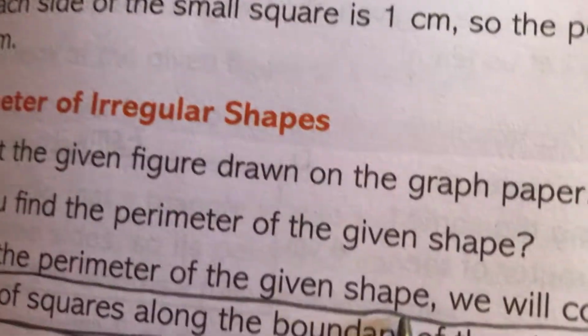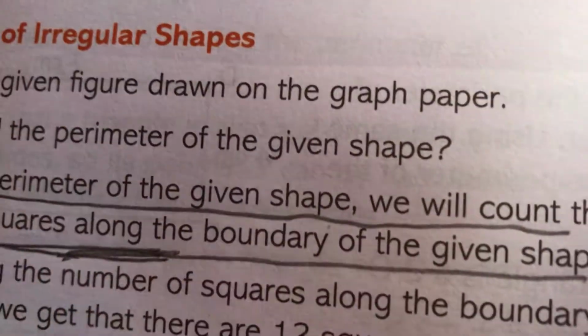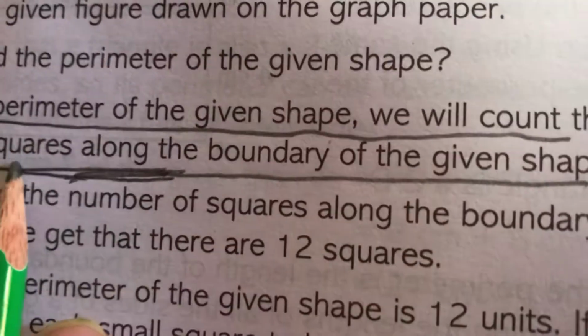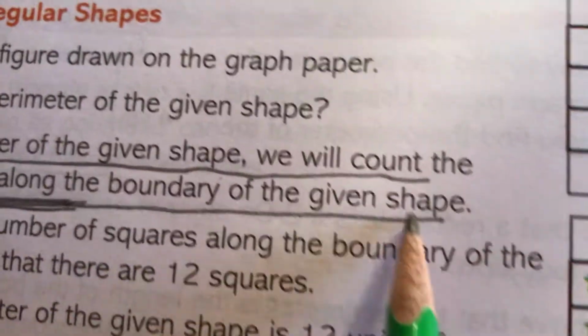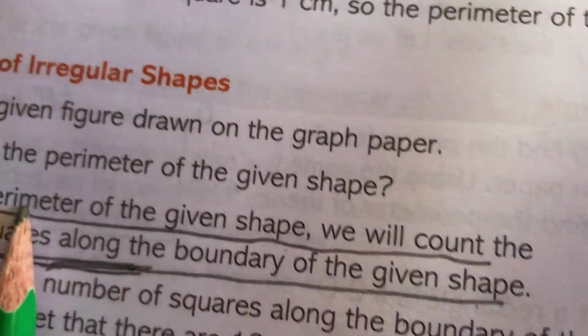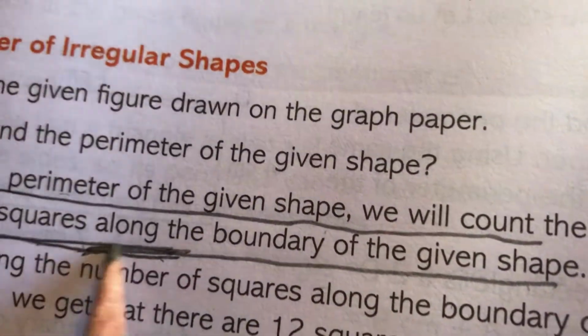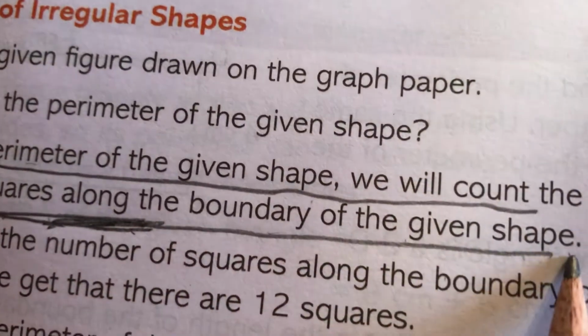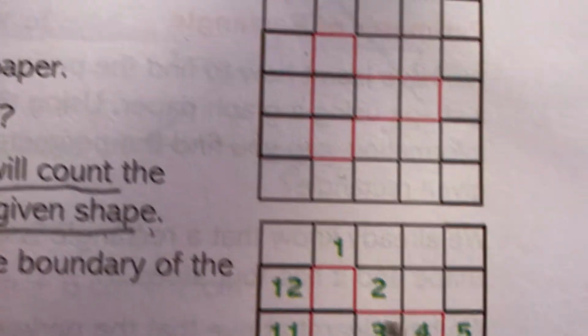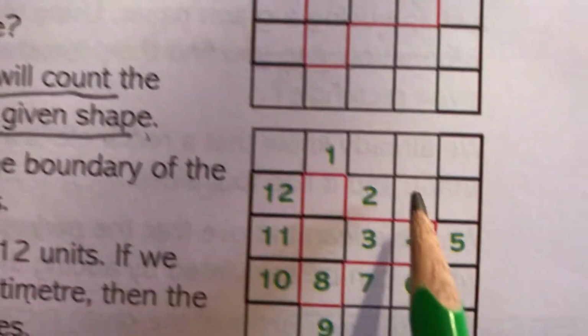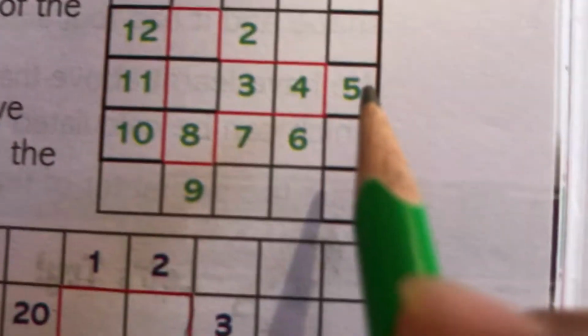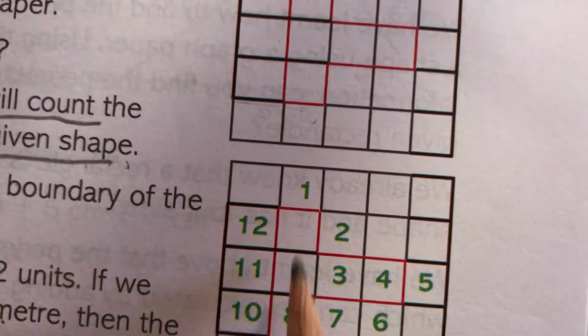Perimeter of irregular shapes. To find the perimeter of the irregular shapes, we will count the number of squares along the boundary of the given shape. Now see in this figure, count the number of squares along the boundary of the given shape. This figure will be given to you.